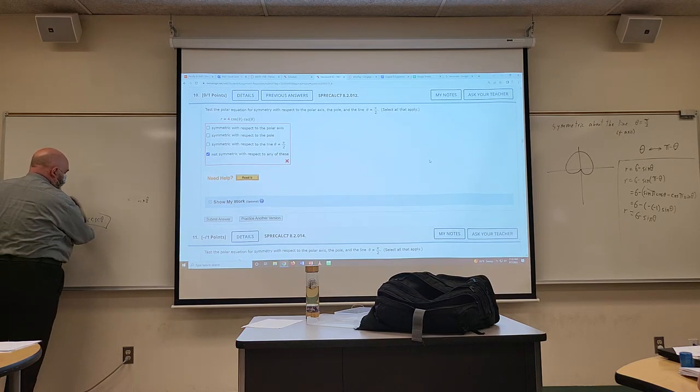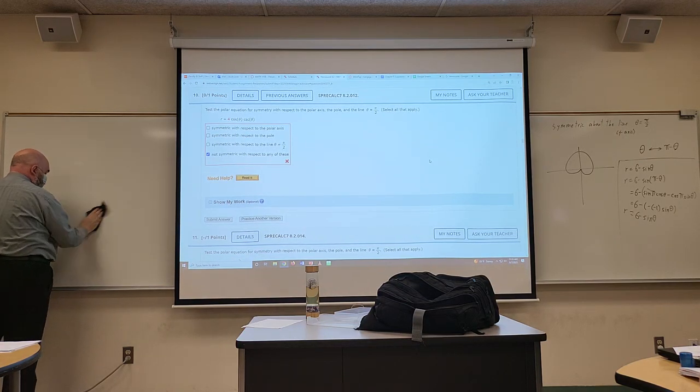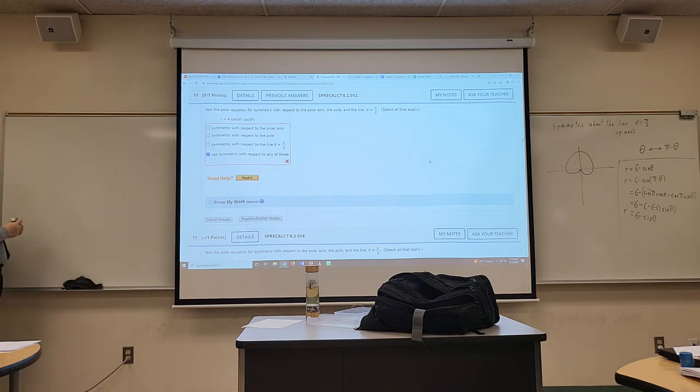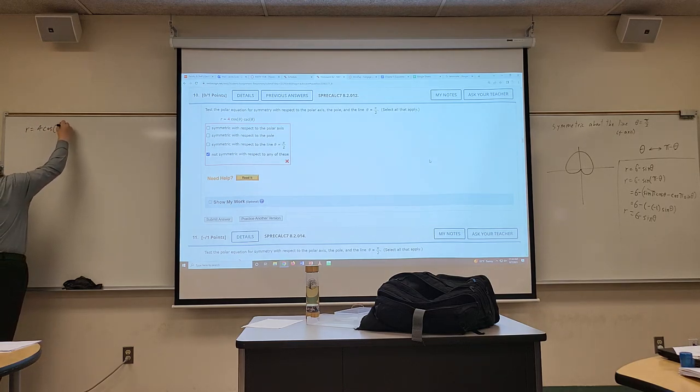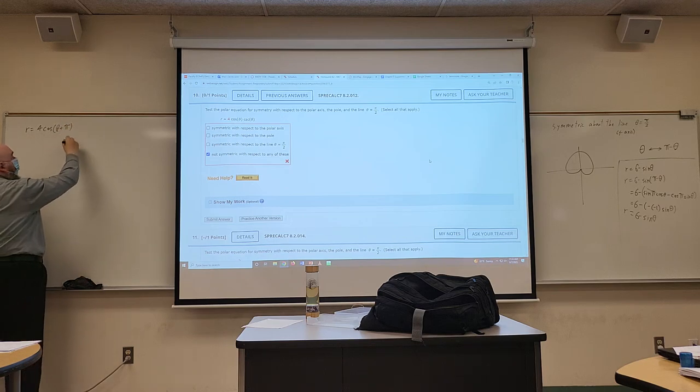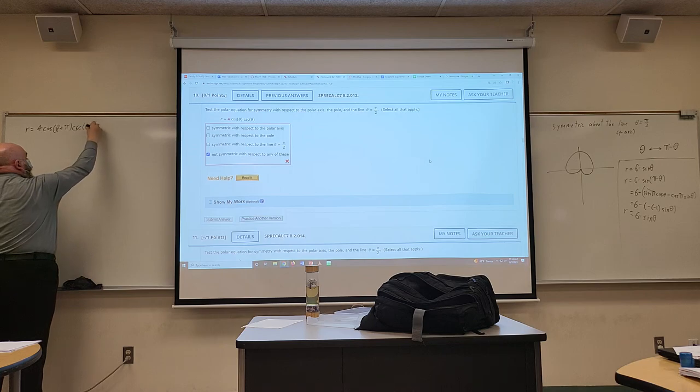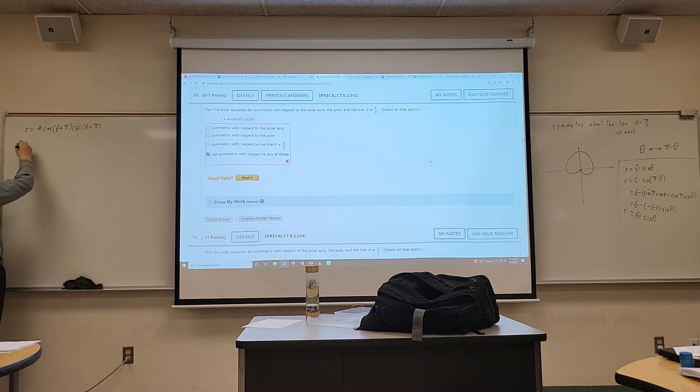So replace theta with theta plus pi. Let's see what happens there. Effectively adding half a rotation. If I have R equals 4 cosine theta plus pi, cosecant theta plus pi. Again, I can write that as 4 cosine theta plus pi over sine theta plus pi.